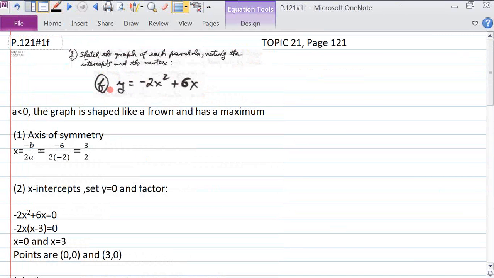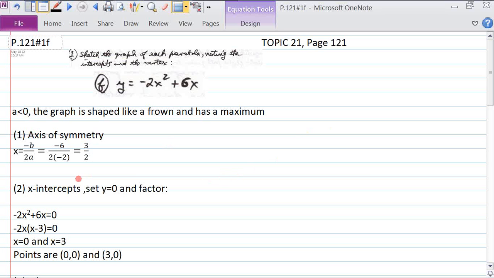We're going to sketch the graph of the following parabola. We're going to look for the intercepts and the vertex. So here's the equation. We know that the coefficient of x squared is negative, -2, and so the graph is shaped like a frown and will have a maximum.